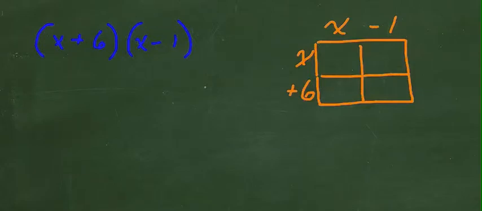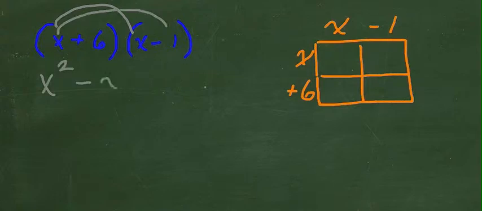Today we're going to multiply polynomials in two ways. First, horizontally using the distributive property, and secondly, the distributive property in a box. So if we were going to distribute x plus 6 times x minus 1, we would start by multiplying x times x, and then x times negative 1.